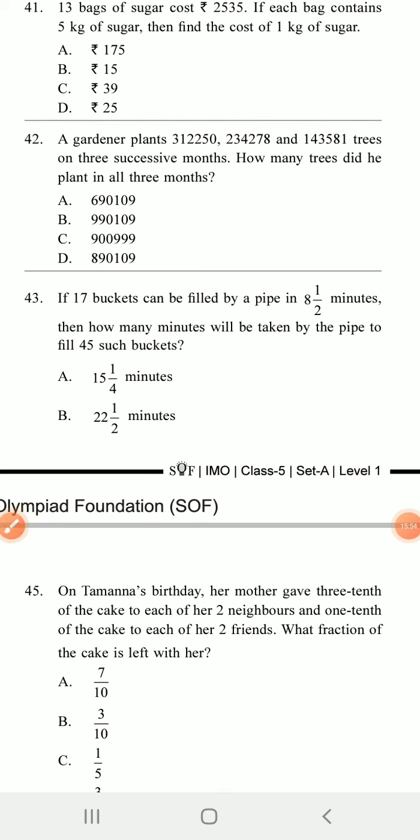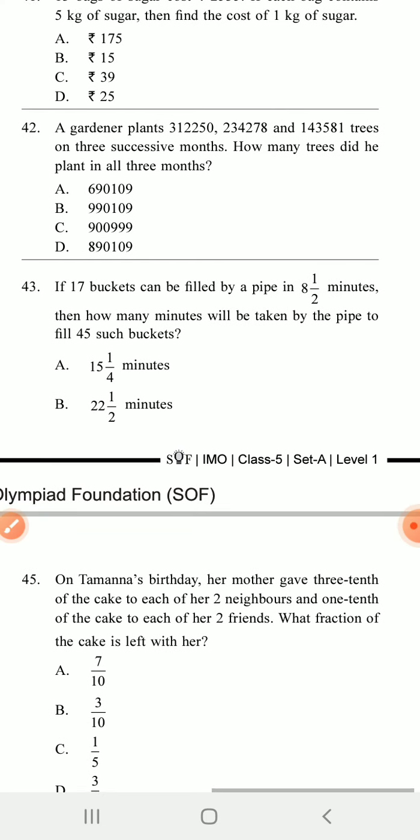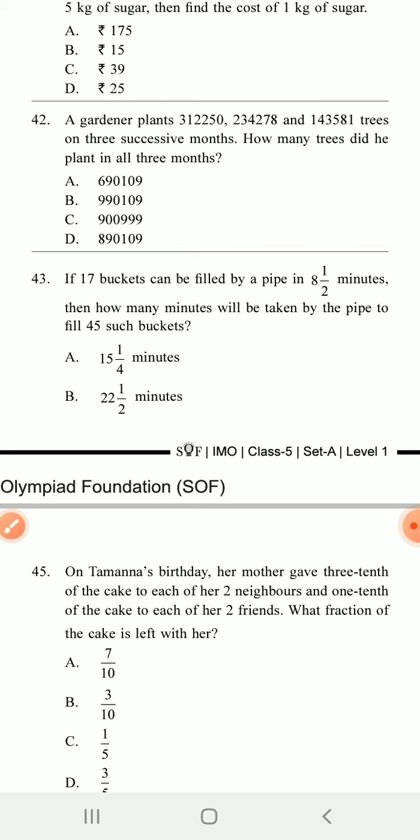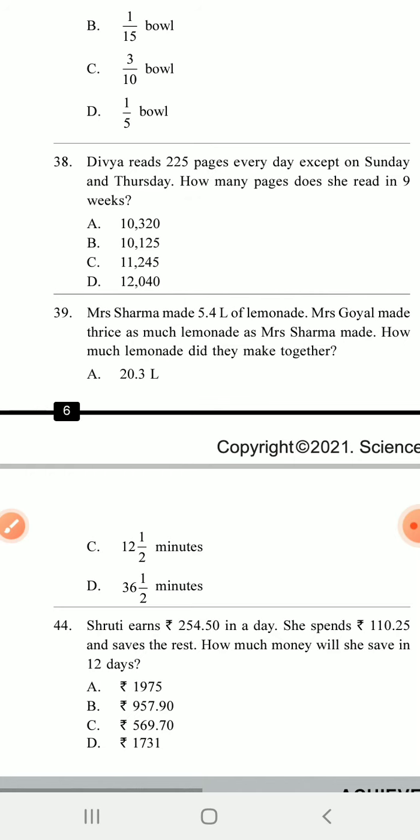If 17 buckets can be filled by a pipe in 8 and 1/2 minutes, then how many minutes will be taken by the pipe to fill 45 such buckets? So 8 and 1/2 minutes are needed for 17 buckets. 1 minute is needed for how many buckets? So 45 such buckets need, do the calculation in the unitary method, you can get the answer. 43. 43B is the answer. Do it according to the unitary method.